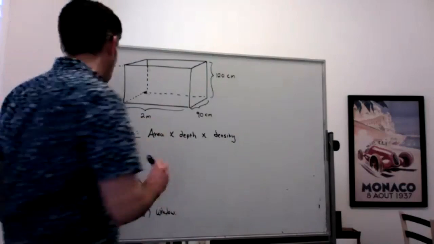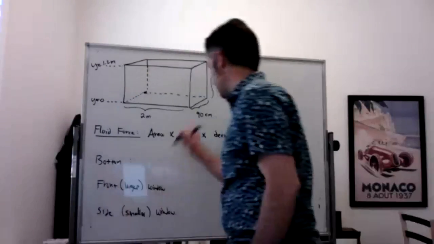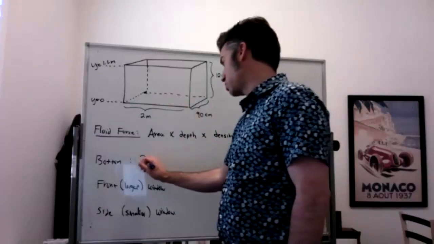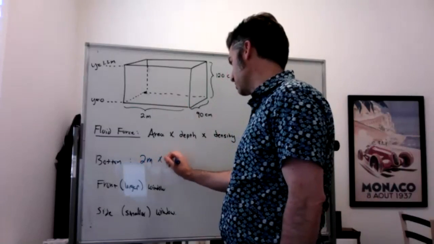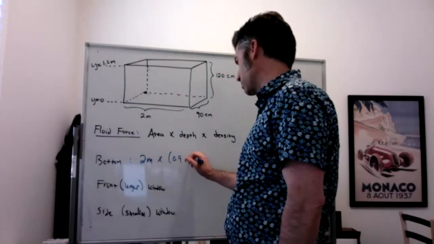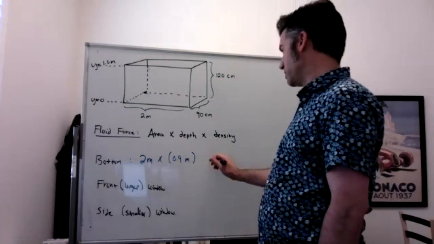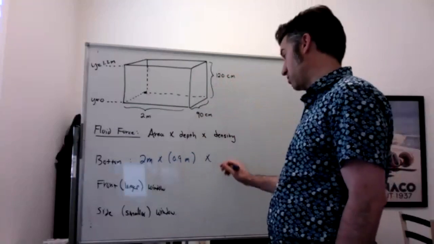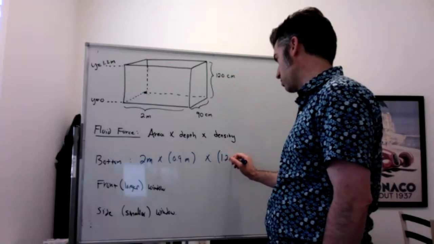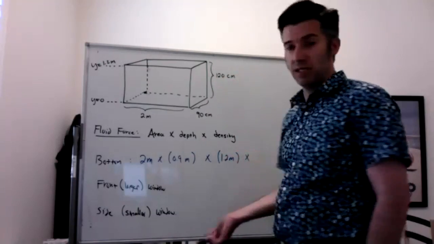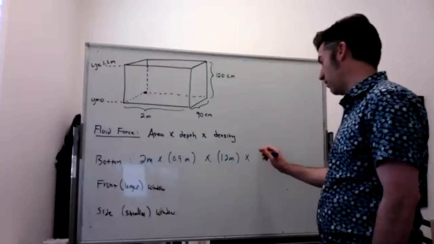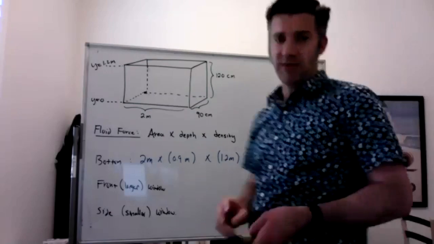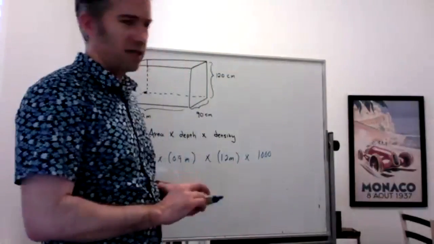So for the bottom here, the fluid force is the area of the bottom, and we do want to measure things in meters. So it's going to be 2 meters times 0.9 meters times the depth, which is 120 centimeters or 1.2 meters, times the density of water, which is 1,000 something. I forgot the units. It's 1,000 kilograms per cubic meter.